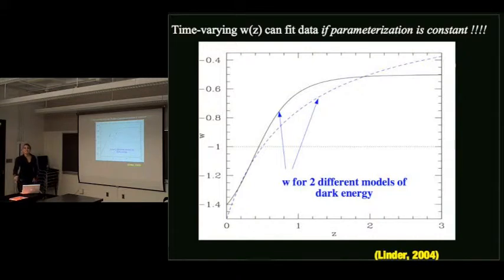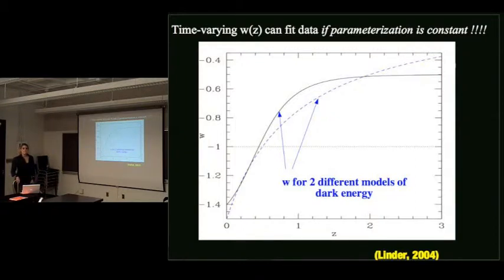I'm sorry, I don't understand what that means, constant parameterization. Oh, okay, so we're trying to fit W, right? So we take a W and we generate data and we compare it to our data. And if we assume that W has no time dependence and just fit a constant W, W comes out to be very close to -1. So it looks like the cosmological constant.